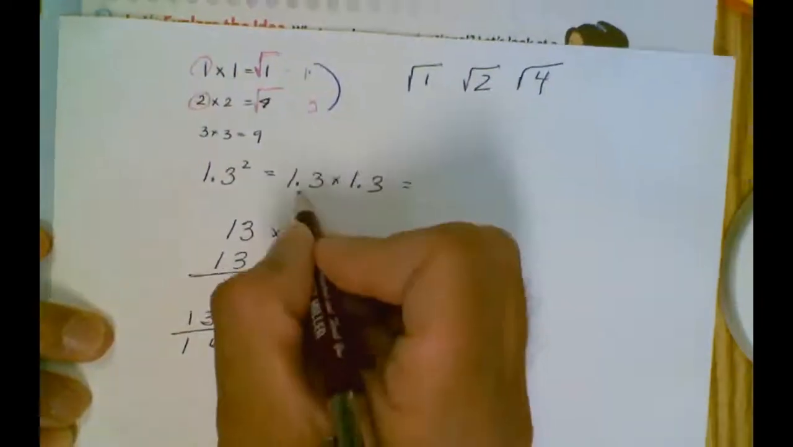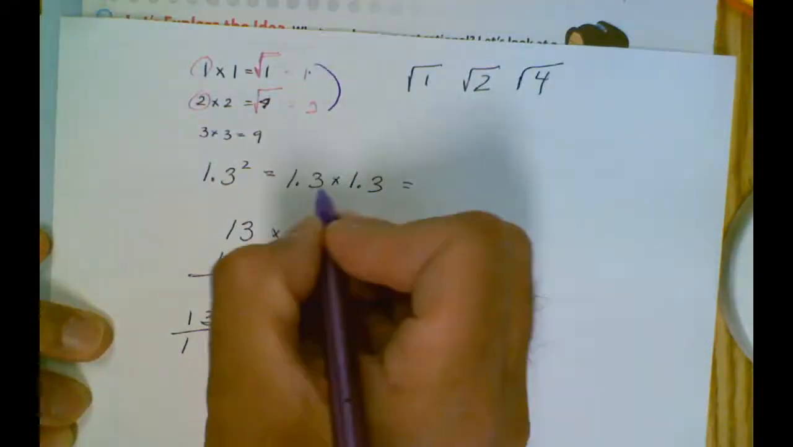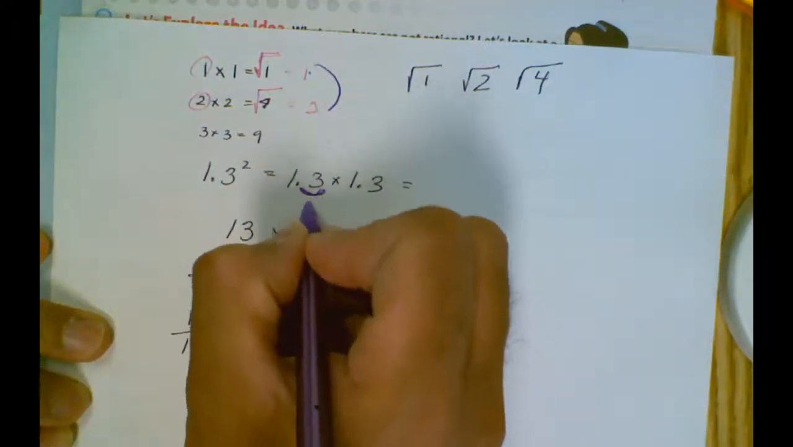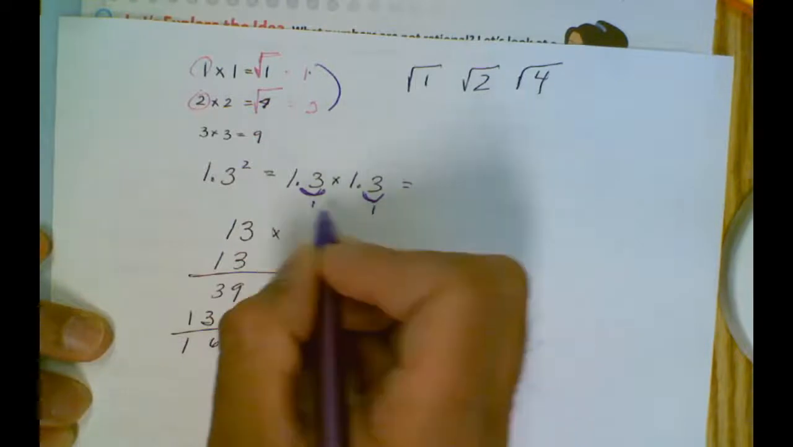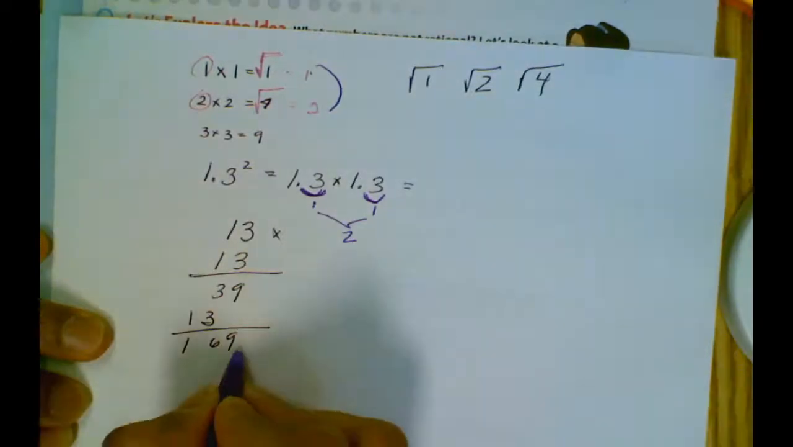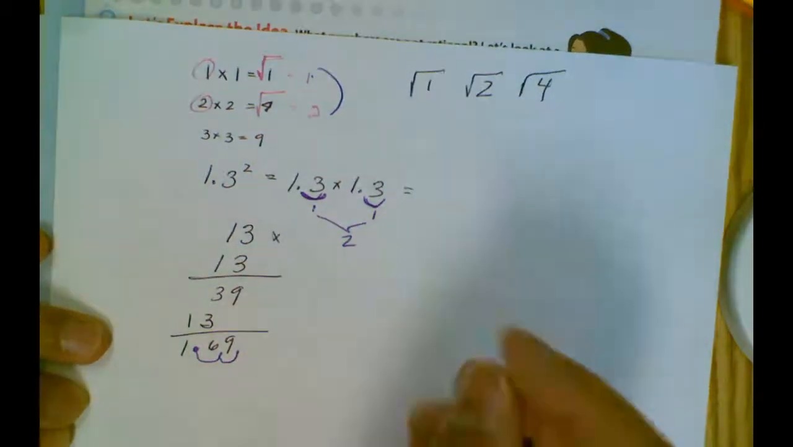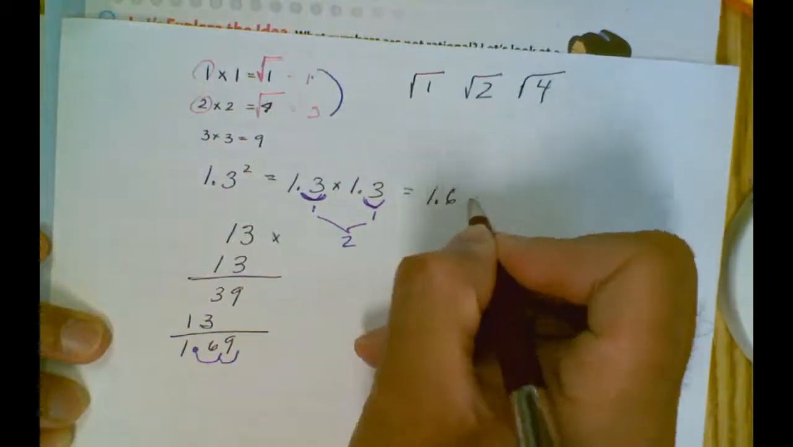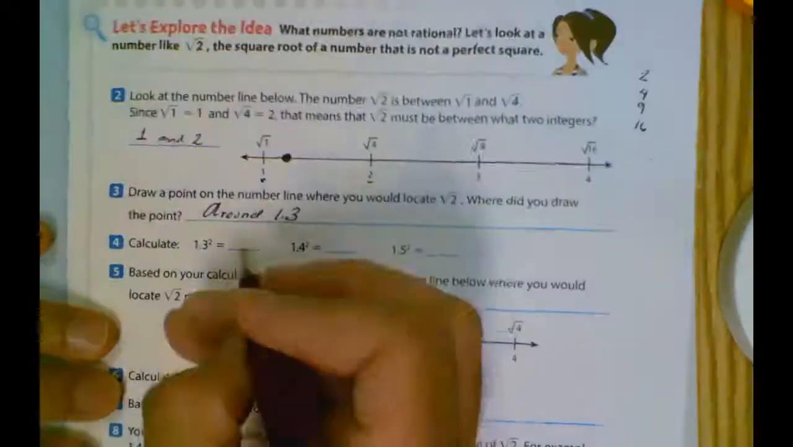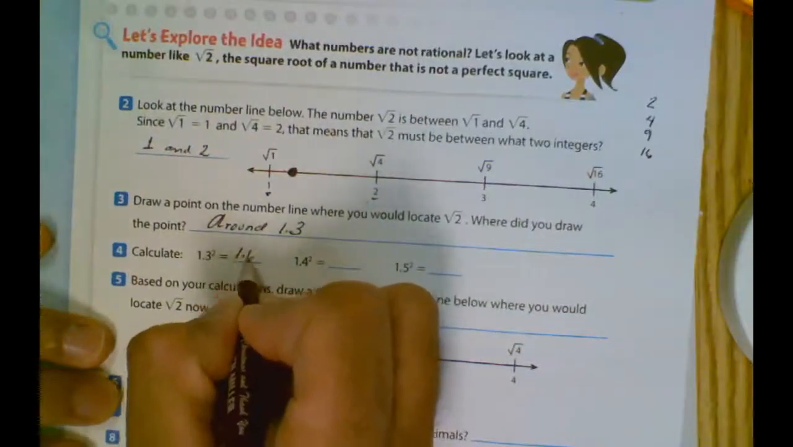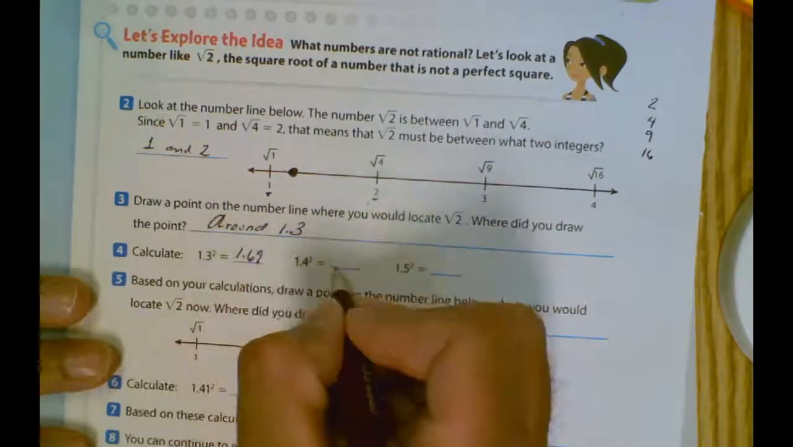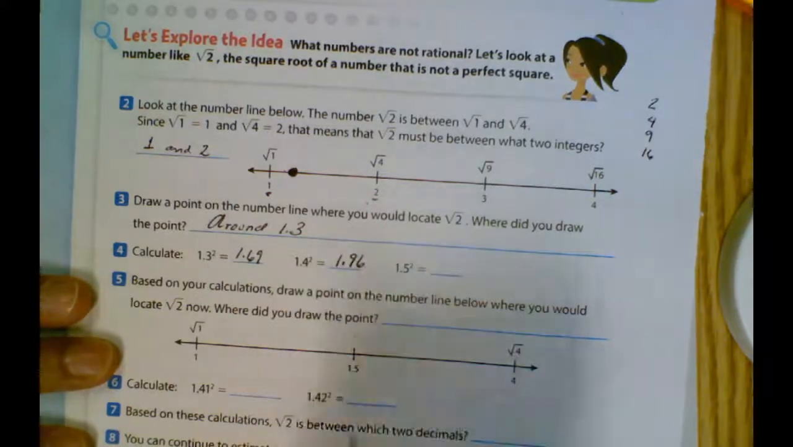Now remember, you have 1.3. How many positions do you have to the right? 1. How many here? 1. So you have in total 2. So we move 1, 2: 1.69. So 1.3 squared is equal to 1.69. And then we have 1.96 if we do the same steps. And then we have 2.25.